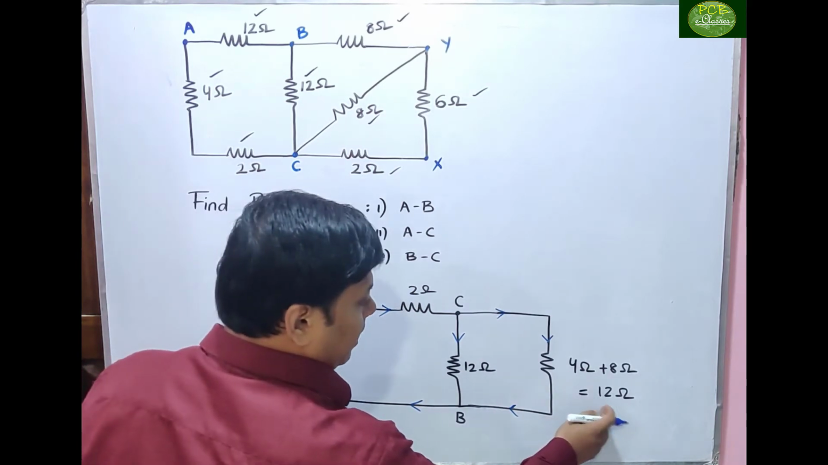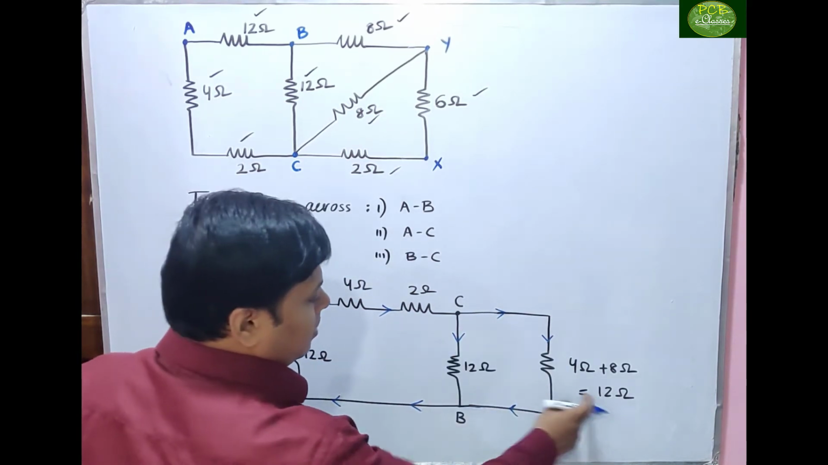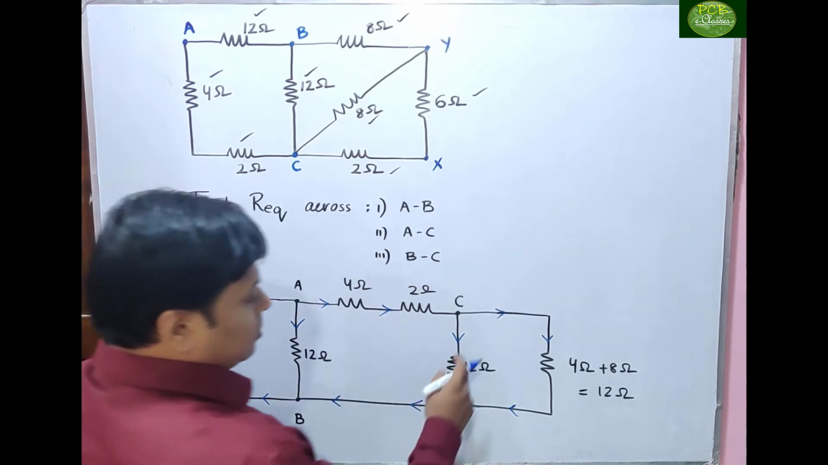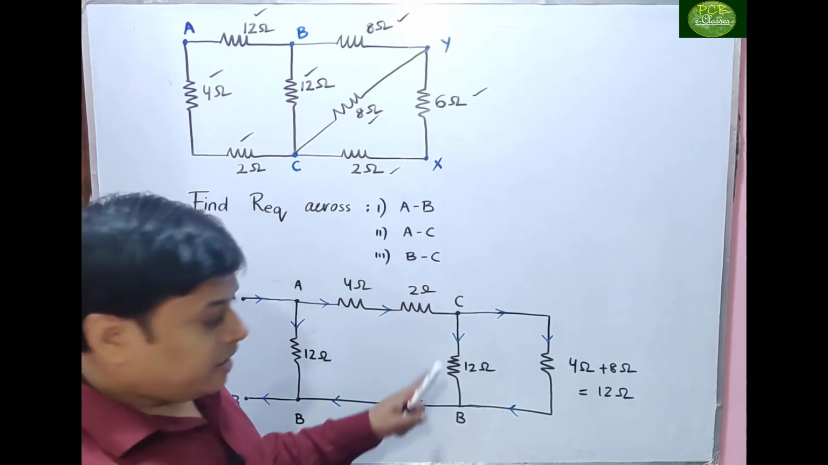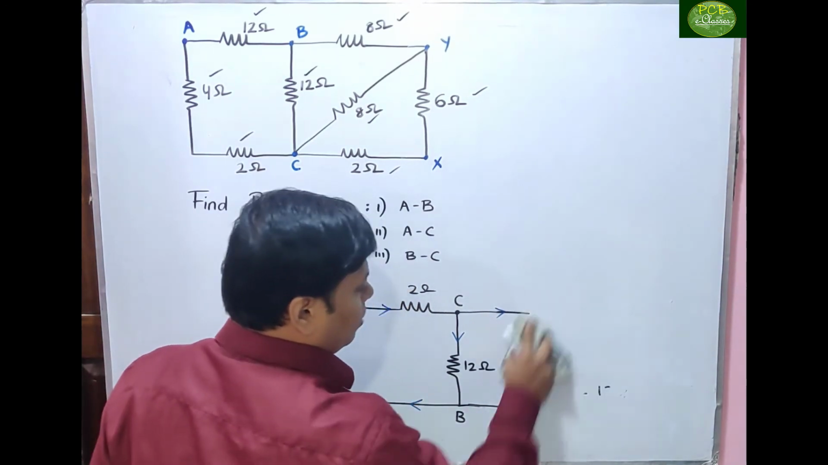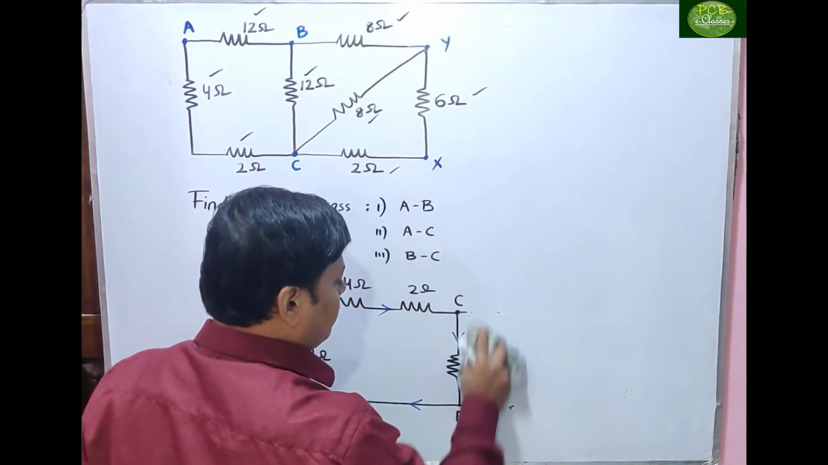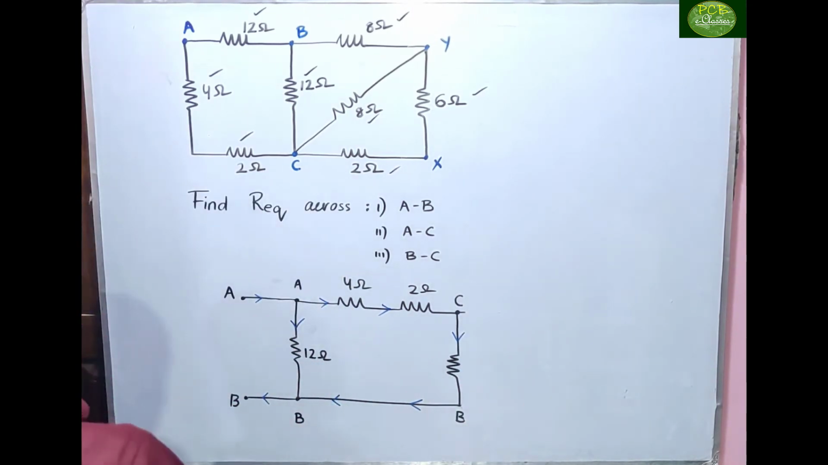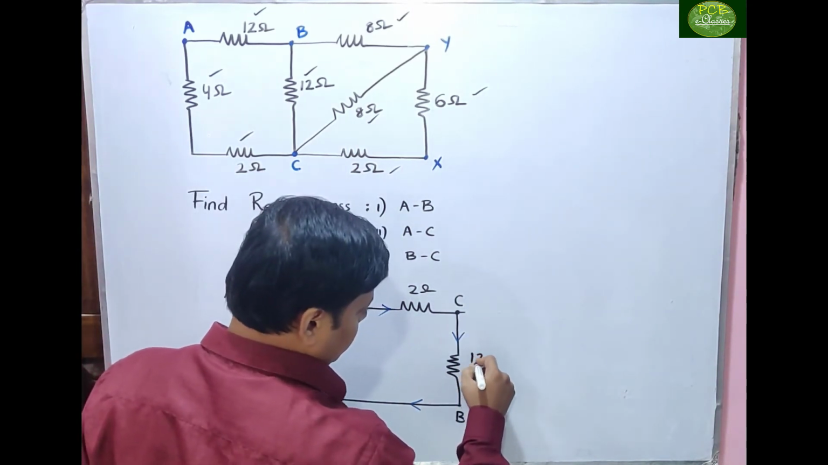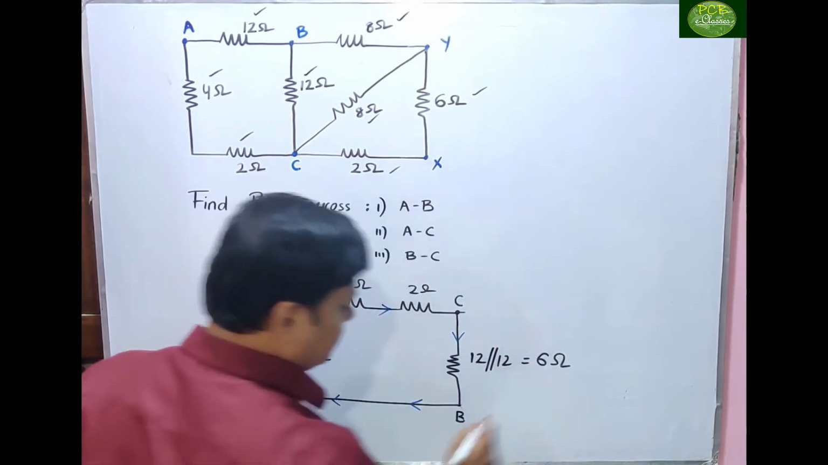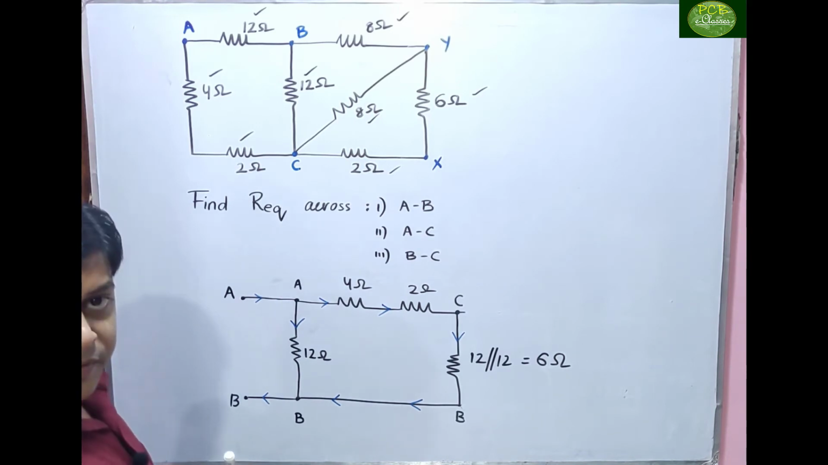Now the starting and ending points of both these 12 ohms are common. So can I say this 12 ohm and 12 ohm are in parallel? I'll replace this 12 ohm and 12 ohm with an equivalent resistor, 12 parallel 12, that is equal to 6 ohm. Fine.